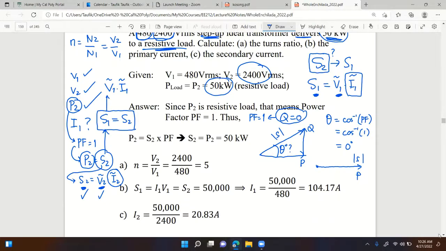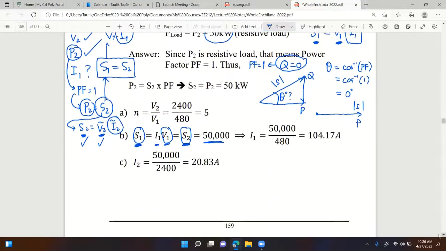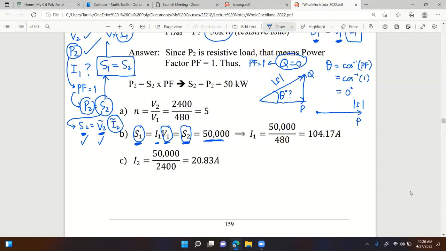So from here, I can find I1. Right here, part B. S1 is equal to S2 is equal to I1 times V1. I know what V1 is. I know what S2 is, which is equal to S1, right? That's 50,000. So now I1 is just 50,000 divided by 480. That gives you 104.17 amps.